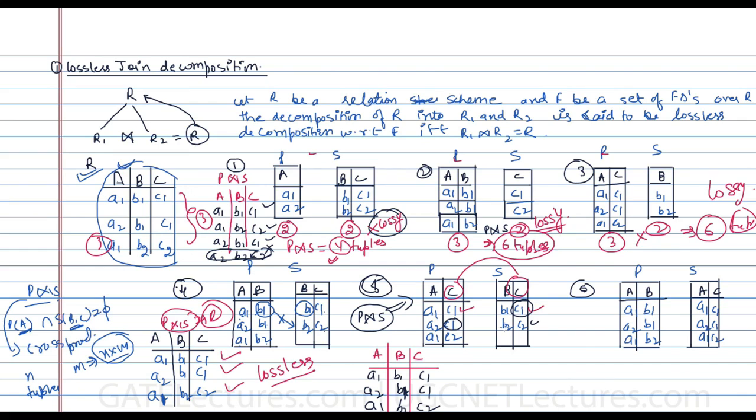So these tuples will be combined. You can see what are the values which are common. This is already there in the original data, this is there and this is there. So this is also a lossless decomposition. This is also a lossless decomposition.